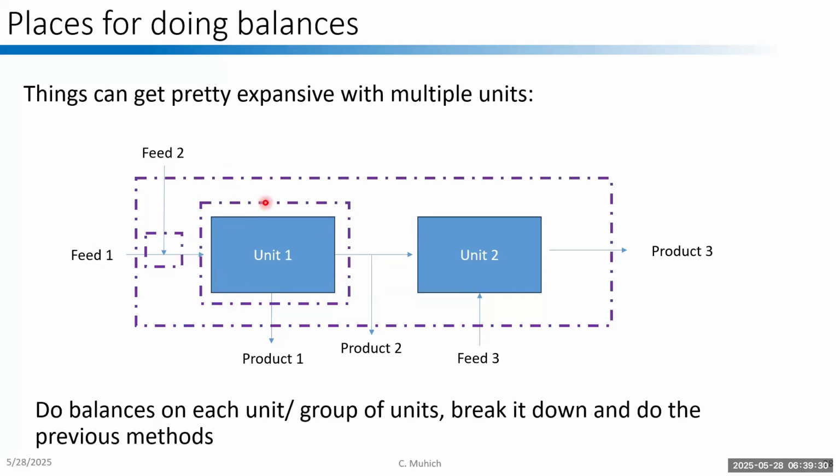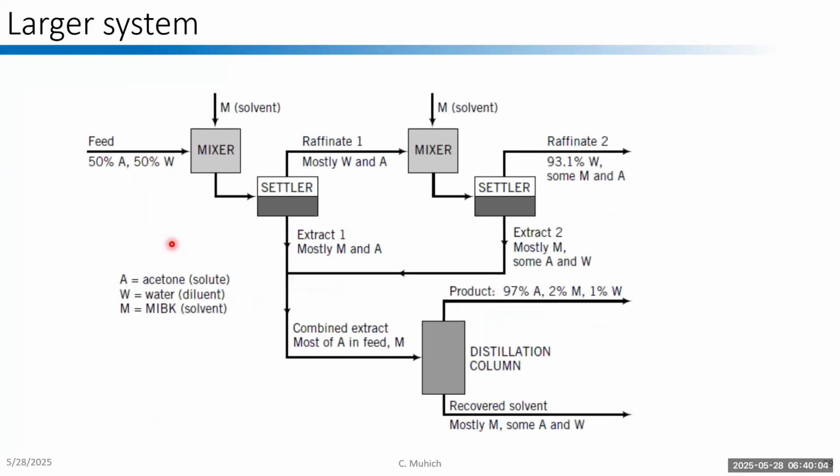I could then do a balance on unit one. This stream is entering. I have two streams that are leaving. I can do a balance on this split point. I have whatever's leaving unit one up here. It's broken down into product two and whatever's entering unit two. And then I can do another balance over here, right? So I have all of these places where I can do a mass balance, and that can be a total mass balance and/or individual species balances. Okay.